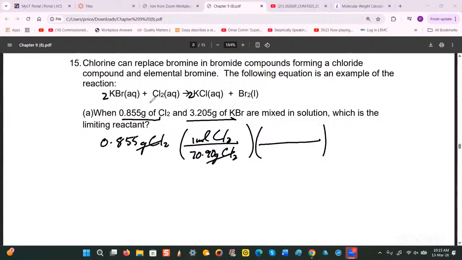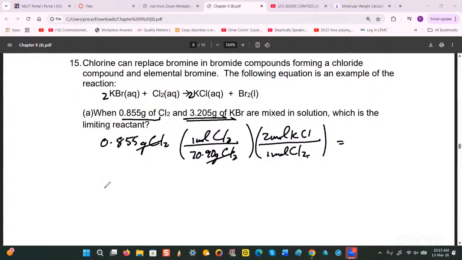So based on the mole ratio between the potassium chloride and the chlorine, I'm going to put 2 moles of KCl here, 1 mole of CO2 down here, right? And then I work this out. But before I do that, let me do the same thing with the potassium bromide.